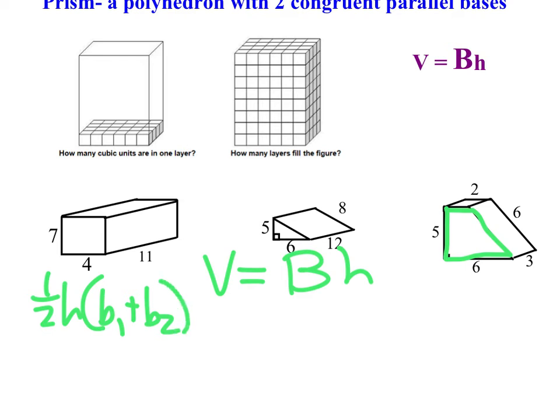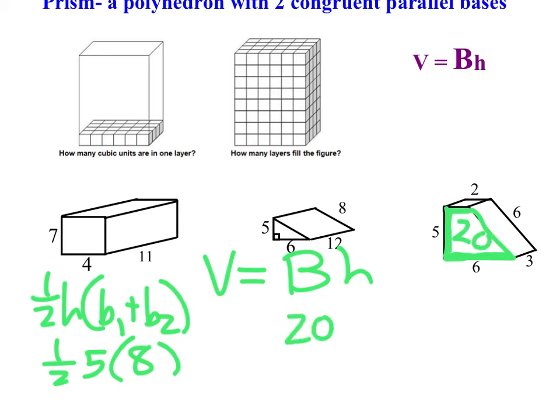So now I have to figure out the bases. That'd be the 6 and the 2. I add them together and get 8. The height is at a right angle, so that's going to be the 5. And I'm taking 1/2 times 5 times 8. Well, that gets me 20. The area of the base is 20.